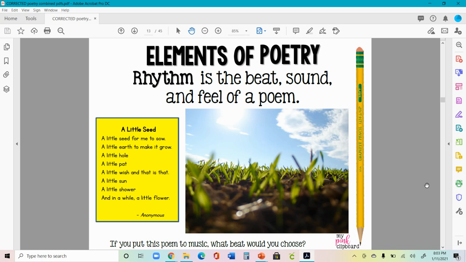It helps you to flow as you're reading, your fluency. You don't sound so much like a robot because you get into the rhythm of the beat of the words.